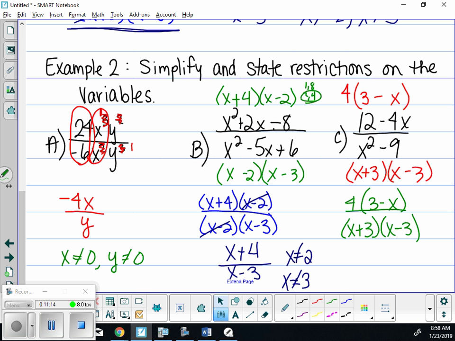Now, is there anything we can cancel right this second? No. Can we change this slightly so that it will cancel? So right now we have a 3 minus x and an x minus 3. They're opposites of each other. The signs are backwards. We can change that.